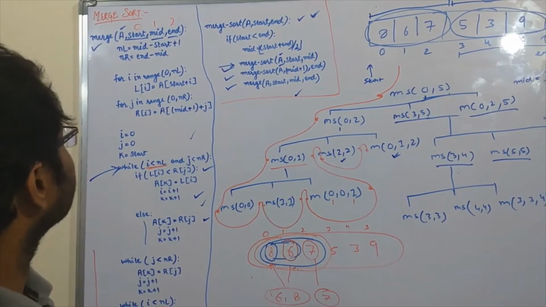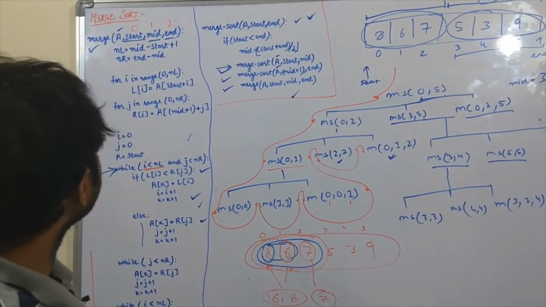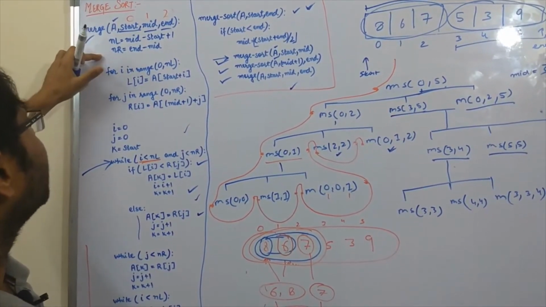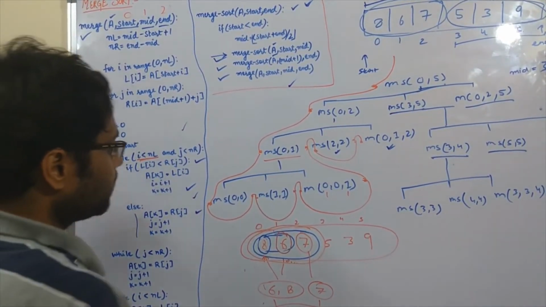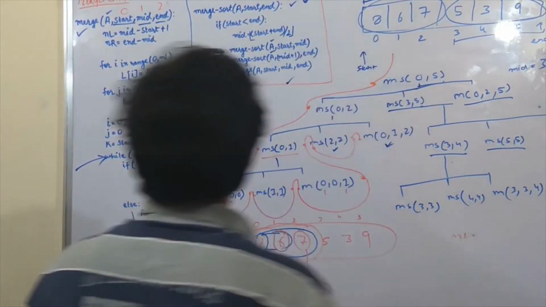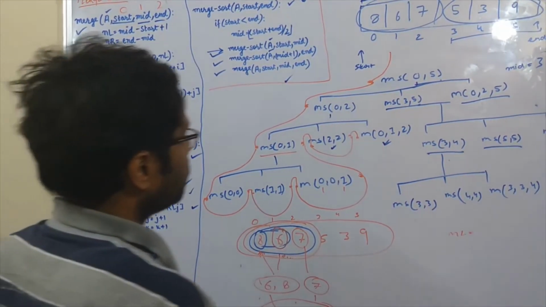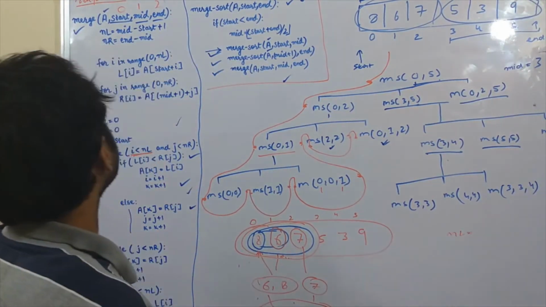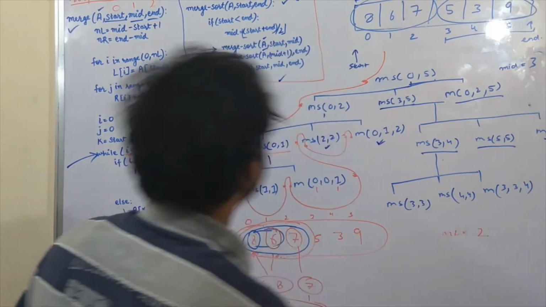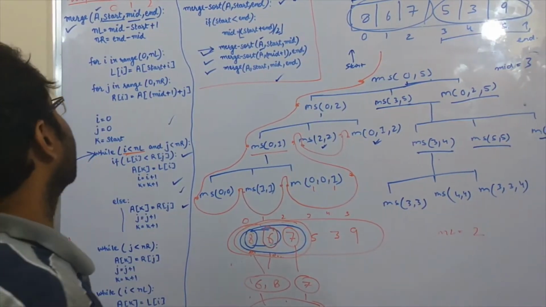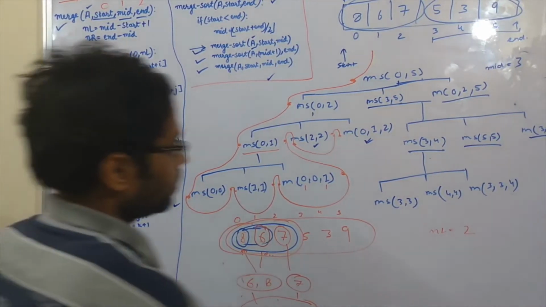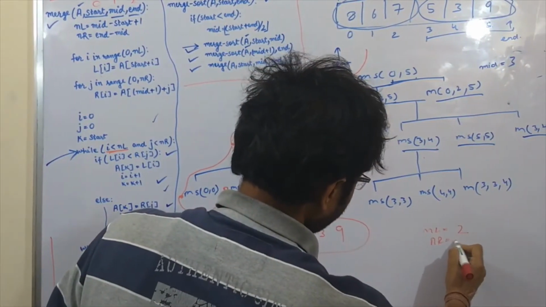From these two elements to the 6, 7, 8. So what we will do, we will create two arrays of size NL and NR. In our case, what will the NL value be? The left array size will be mid minus start plus 1, or 1 minus 0 plus 1, or 2. So the left array will be of size 2. And what will be the size of the right array? The right array will be end minus mid, or 2 minus 1, which is 1. So the size of the right array will be 1.